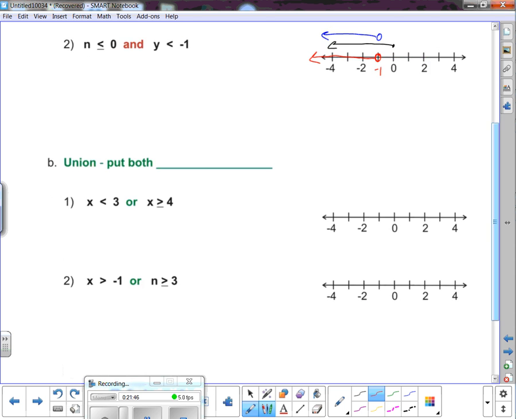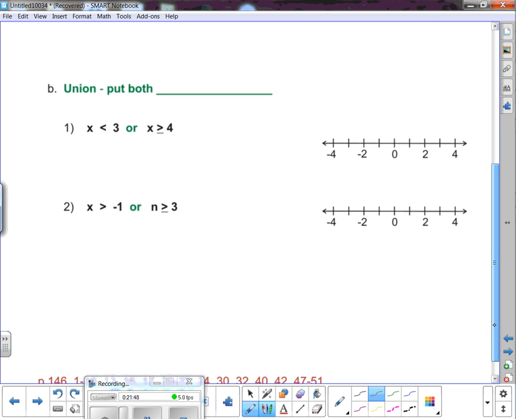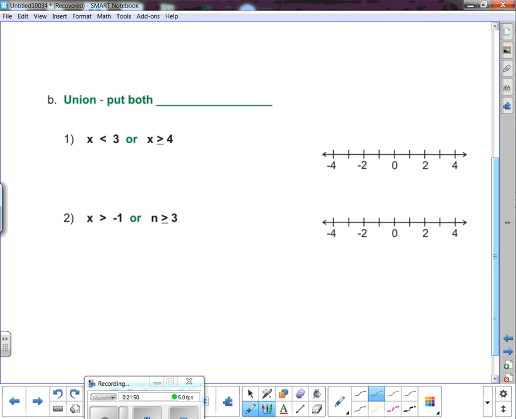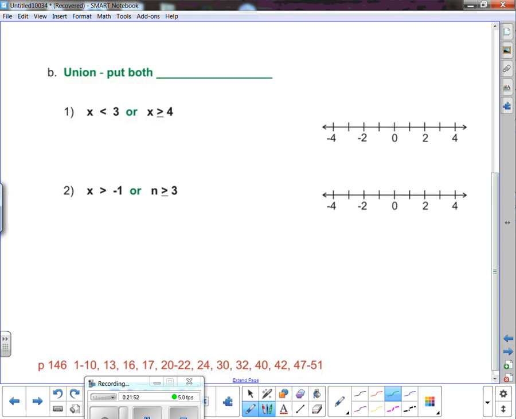The second part is the concept of union. So I'm going to use my green here. And remember, union is put both together. Dearly beloved, we are gathered this day to join this man and woman in holy matrimony, right? A holy union, put together. All right, so union, put both together. We're going to do the same concept.